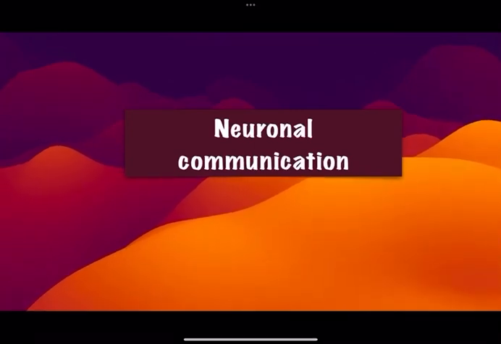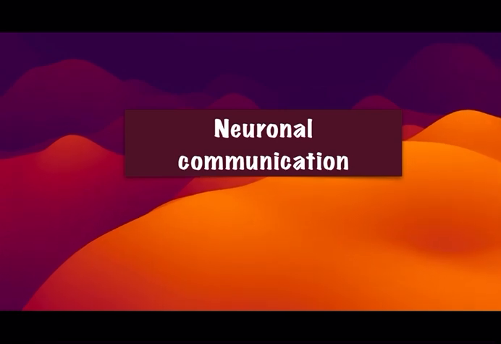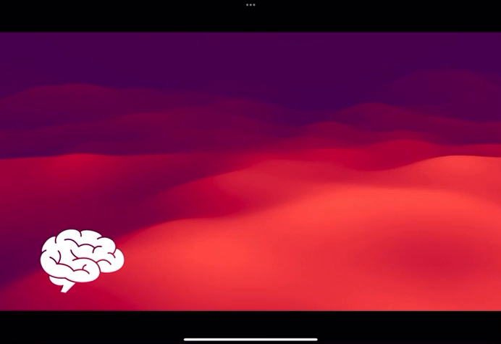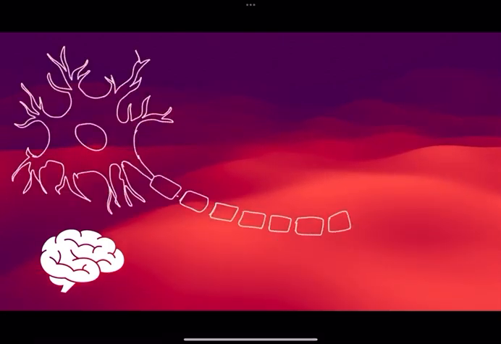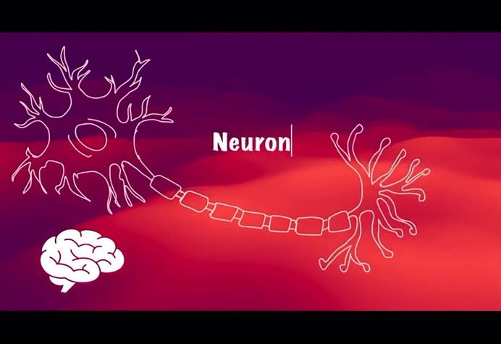What is the response our body and mind has to a stimulus? How does our body respond? It's neurons and neuronal communication. In our nervous system, there are thousands, millions, and billions of neurons that help with the communication within our nervous system. So what does a neuron look like?